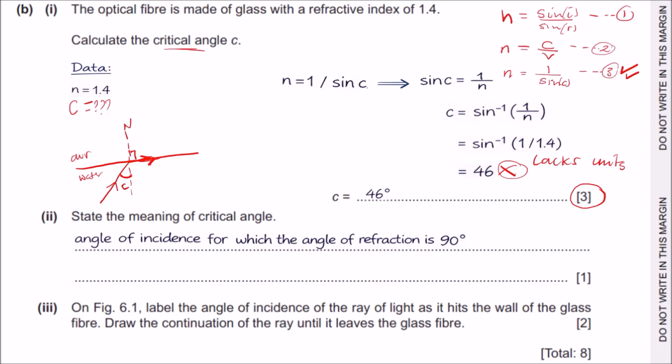On fig 6.1, label the angle of incidence. They want us to label the angle of incidence on fig 6.1 of the ray of light as it hits the wall of the glass fiber. Draw the continuation of the ray until it leaves the glass fiber. So there are 2 parts: putting a label for the angle of incidence and drawing the continuation. So we are going to revisit the diagram.